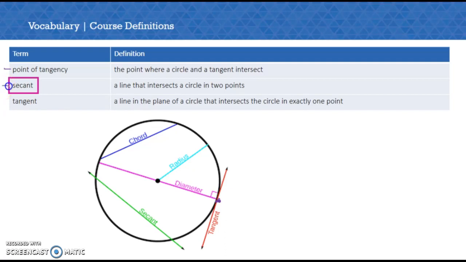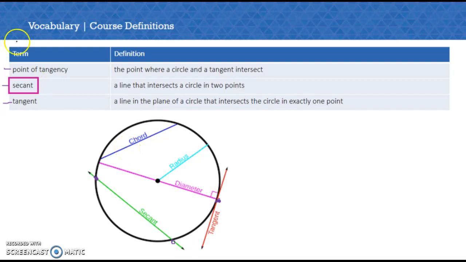A secant is different than a tangent. A tangent, remember, only intersects a circle one time. A secant, you can think of it as second. It intersects the circle a second time. Secant and second. It intersects the circle two times. So it goes across the circle somehow, and it intersects that circle in 2 points. And then obviously, like we talked about, the tangent is a line in the plane of the circle, and it intersects only 1 point. So the important thing about a tangent is it only touches that circle one time.